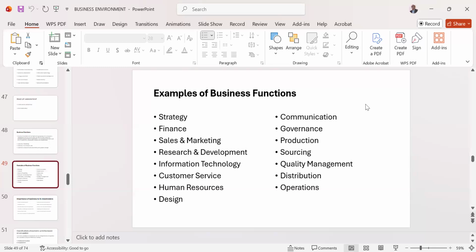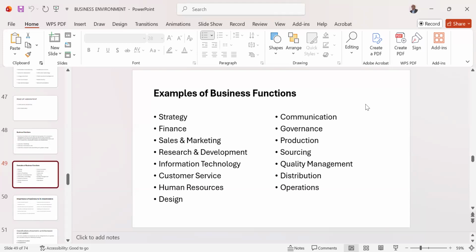Then we also have strategy. As a CEO or the founder of a company, you must be able to have good business strategy. How are we going to move? How are we going to get into the heart and the minds of our customers? How do we grow this business?